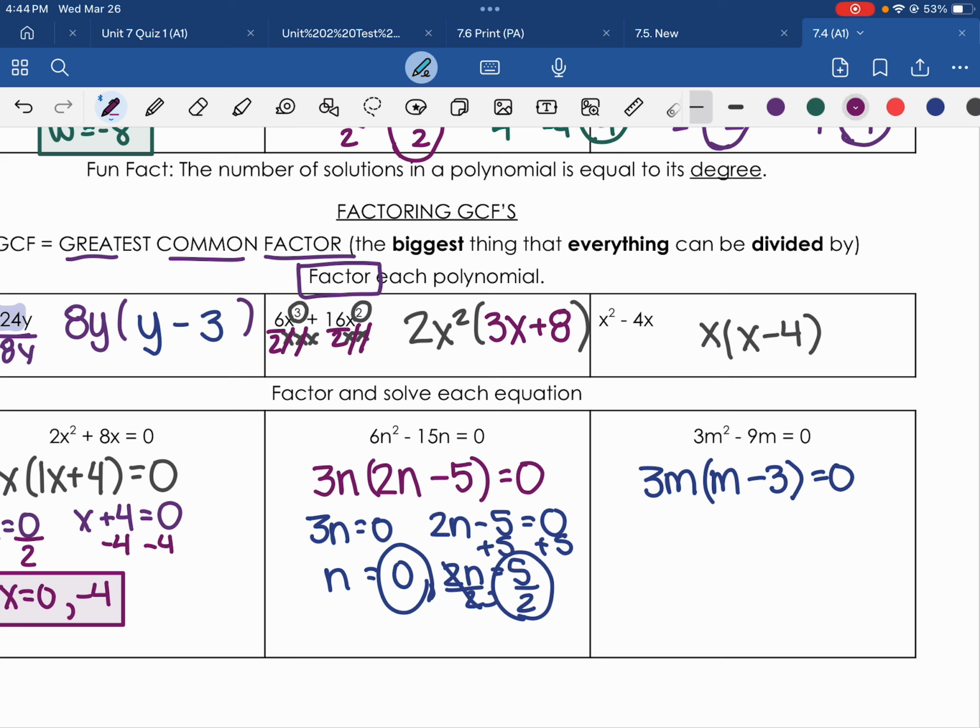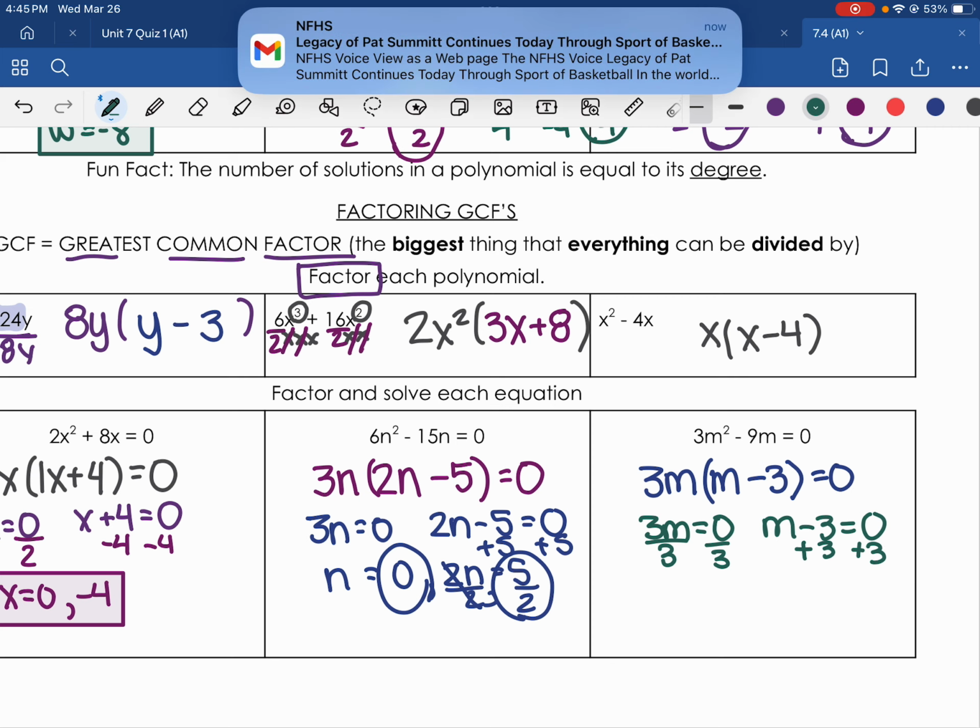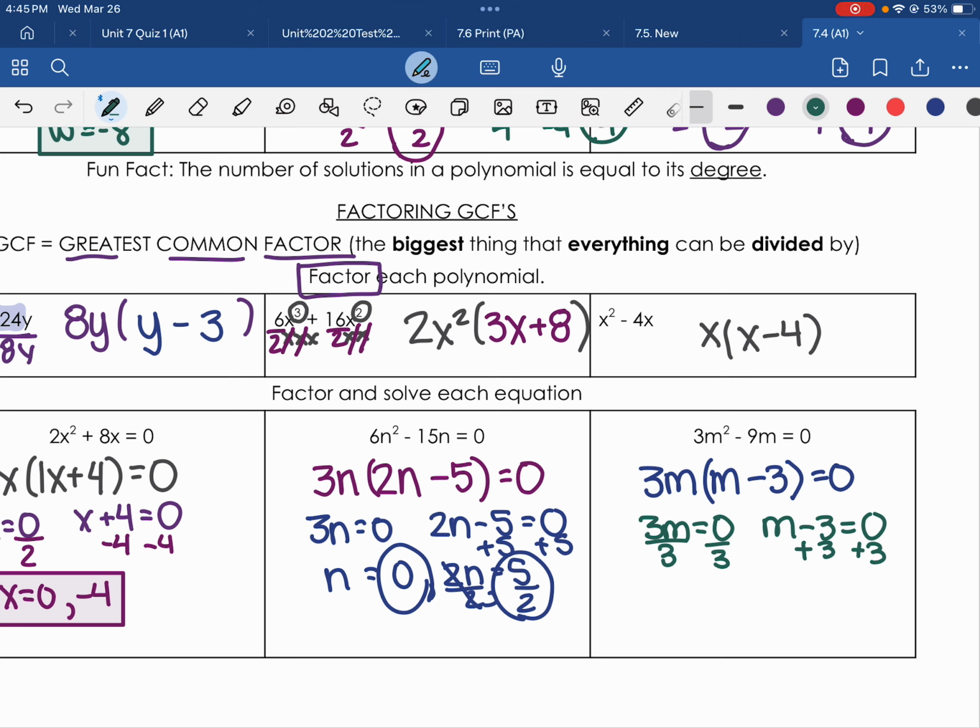So either 3m equals 0 or m minus 3 equals 0. Remember that those are very different operations because that 3 on the m is being multiplied, so you have to divide to get rid of it. The other one is being subtracted, so you add to get rid of it. Now, 0 divided by 3 is 0. 0 plus 3 is 3.